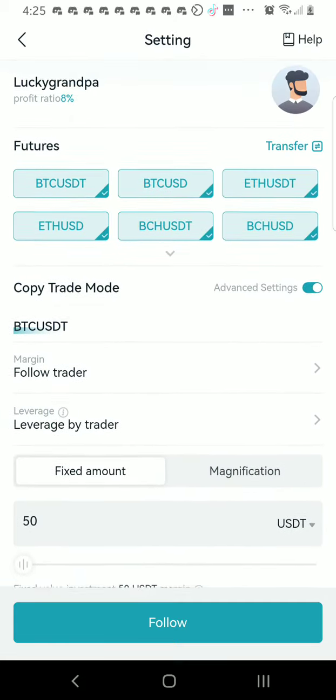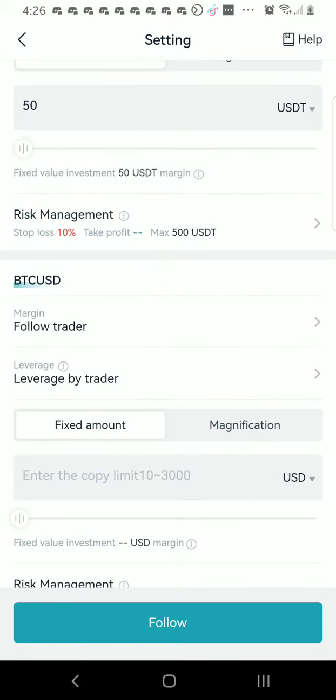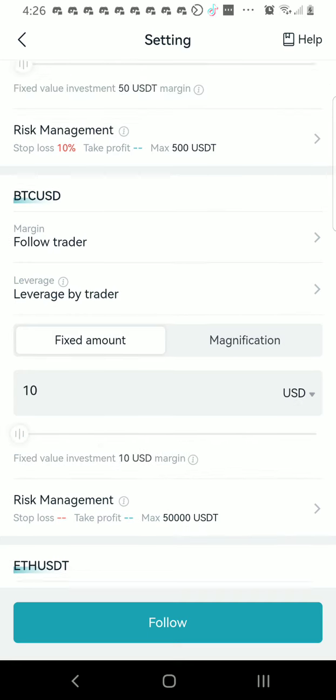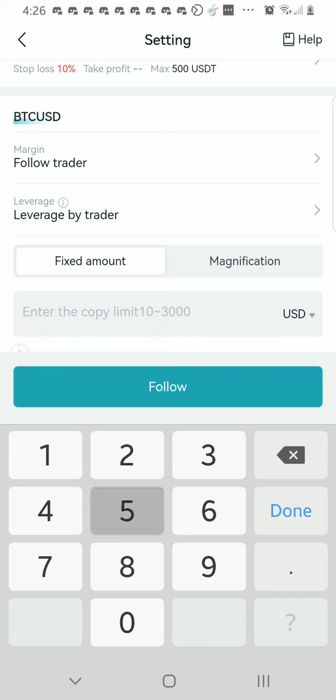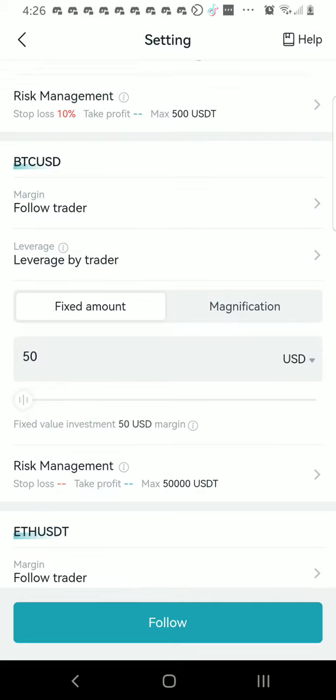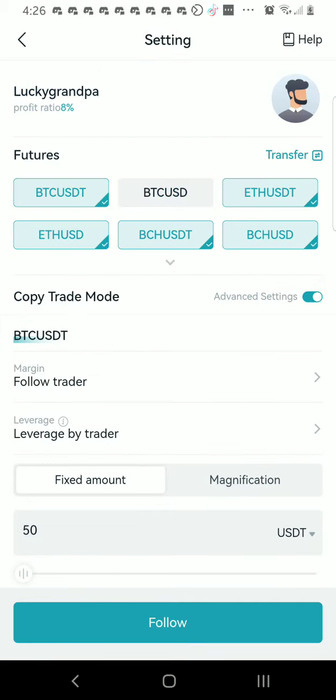This one is BTC USDT. Oh, they are trading BTC USD also. So this is for all copy. If you copy all, 50, same setup. Leverage by trader. Margin, you differentiate your margin. So let's not copy the BTC USD, BCH USD. This is in dollar. So you don't have dollar trade. You are just trading in USDT, so you just use USDT.